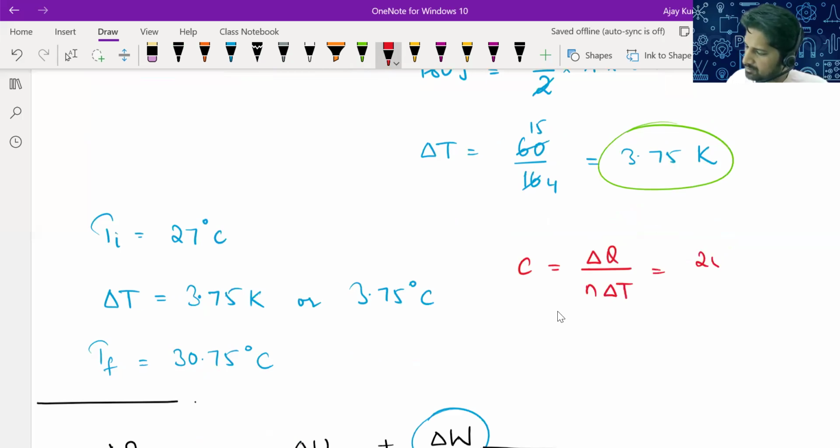Now, how much heat was supplied? 200 joules was supplied to how many moles? 4 moles. And what is the resulting temperature change? 3.75, or 60 by 16. I'll write it like this. That's all. That becomes the molar specific heat of this gas. So in a certain process, if you know how much heat is resulting in how much temperature change, you can tell the molar specific heat.